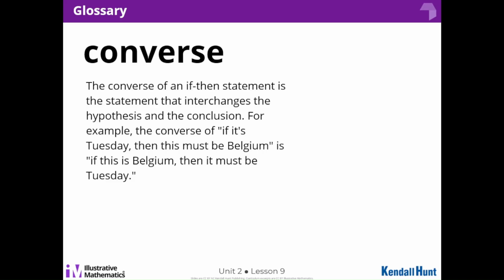Converse. The converse of an if-then statement is the statement that interchanges the hypothesis and the conclusion. For example, the converse of if it's Tuesday, then this must be Belgium is if this is Belgium, then this must be Tuesday.